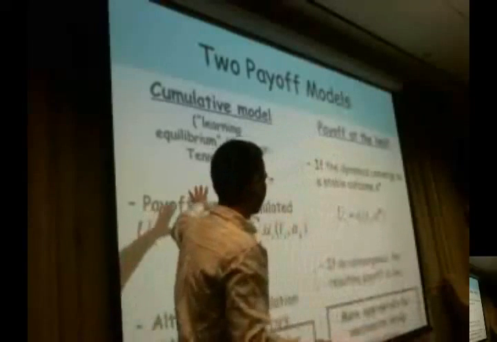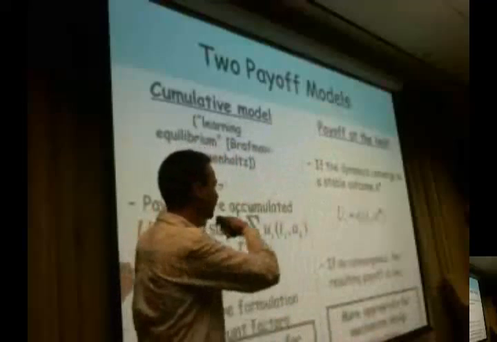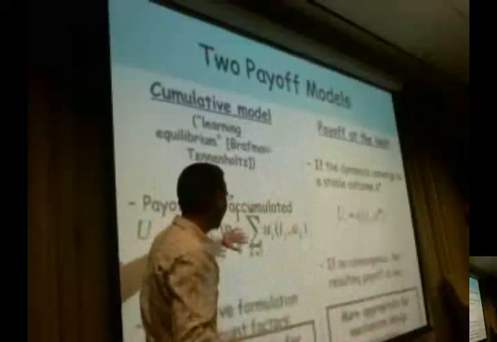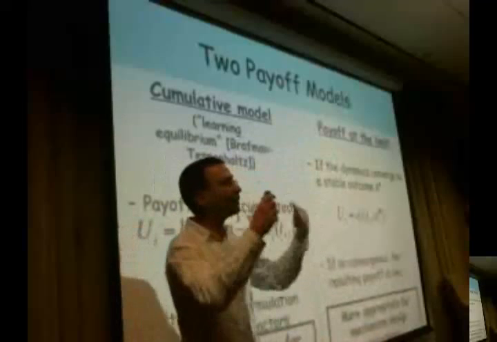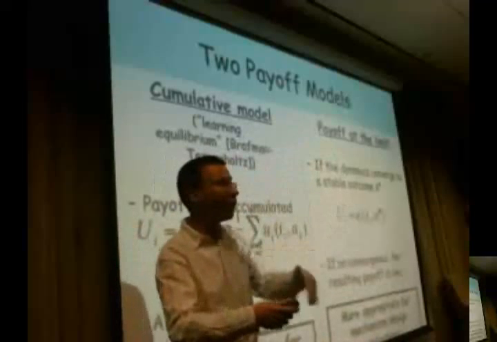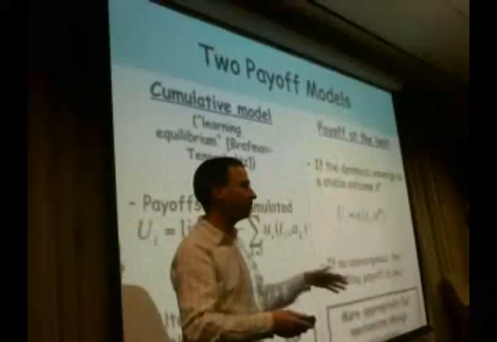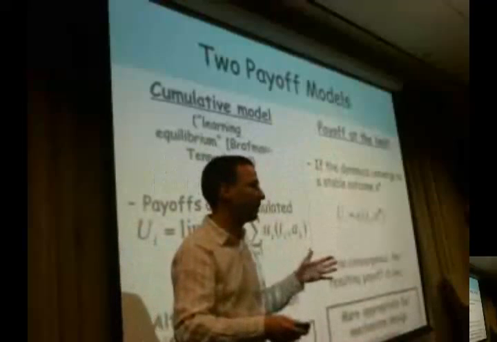So to summarize, two models. One is just over infinitely long time, the average payoff for each player. The other is either you converge to something, in which case that's your payoff, or you don't converge, in which case I punish you somehow.